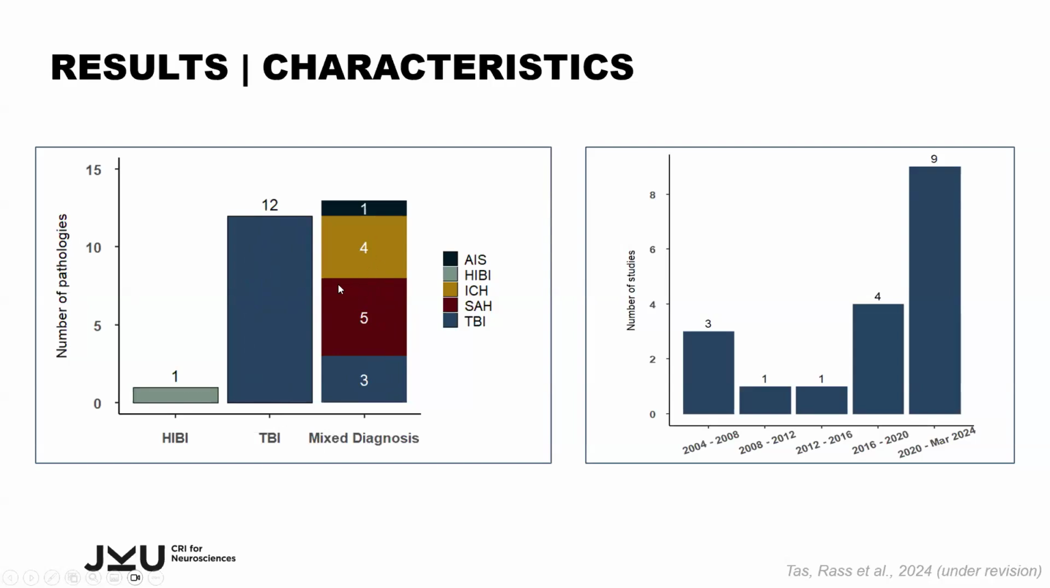On average, the studies included 42 patients with an interquartile range of 23 to 313. And on the right side, you can see in which year the studies were performed. So in the last years, most publications were performed, which is as expected.